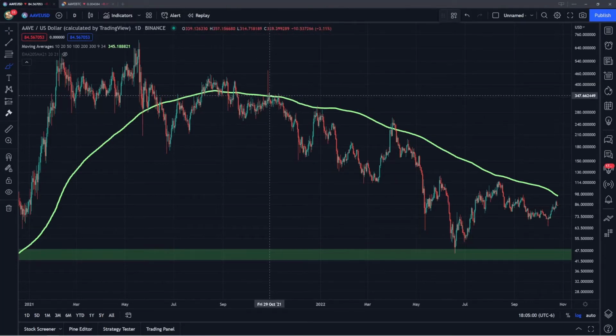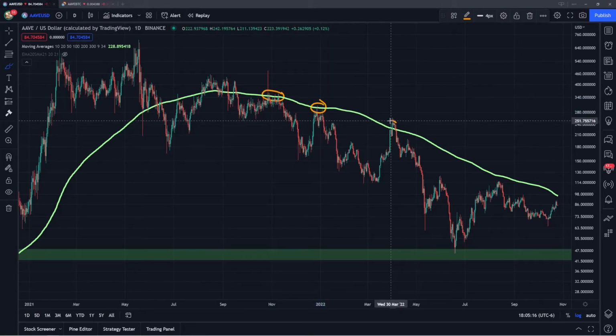We came up to this level in November. Recall, this is when Bitcoin actually formed its all-time high. AAVE was holding under this level as resistance, consolidating under it, eventually turning over. And then we had another retest right here in December, again holding it as resistance. Another move right here to April.